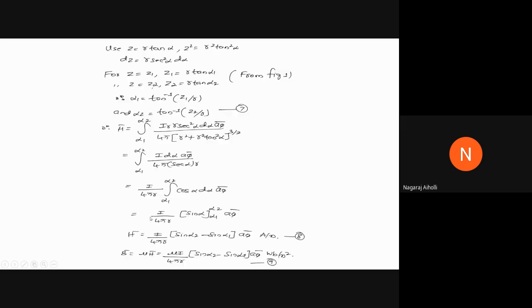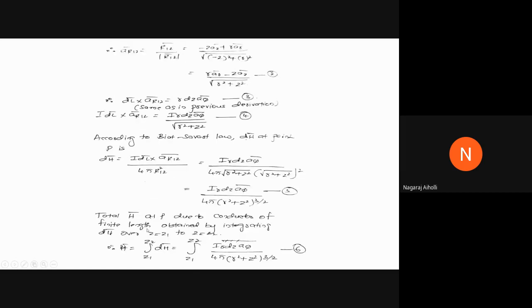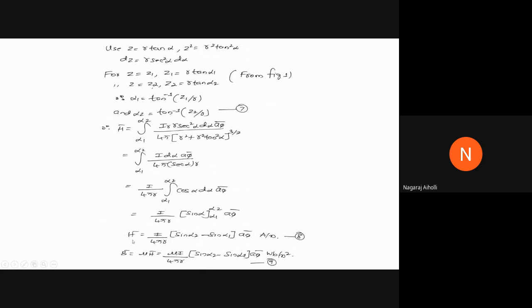Okay. In the next class, we will take up the sign convention of this equation, whatever we have got here, H bar and B bar equation sign convention. When alpha 1 and alpha 2 are positive, what will happen? When both are negative, what is the convention? And when one is positive and another one is negative, what will be the convention? That we will take up in the next class. Okay. And then we'll go for the other derivations.